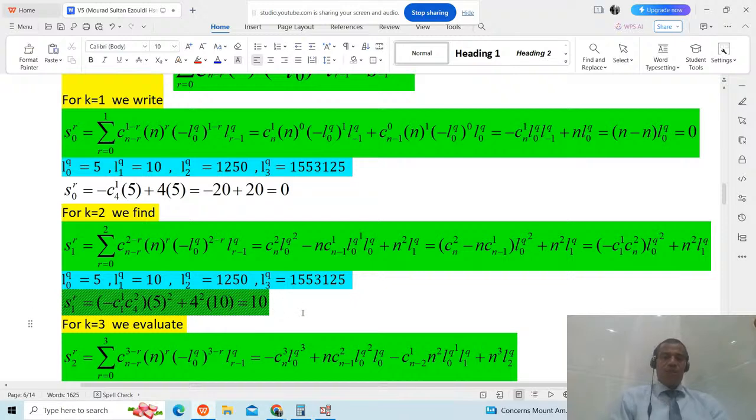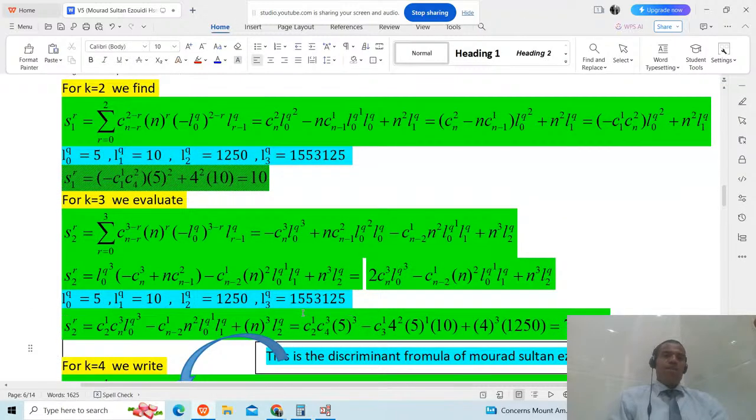We move to S2. To find S2, we just set k equal to 3 in order to evaluate the value of S2 over the Q, which is the sum from 0 to 3 of combination n minus r choose 3 minus r, raised to the power r, times negative L0 for the Q raised to the power 3 minus r, times L_(r minus 1) over the Q. After calculation and replacing r with 0, 1, 2, 3, you will get the following. So when r equals 0, we will get negative combination n choose 0 for the Q raised to the power 3.